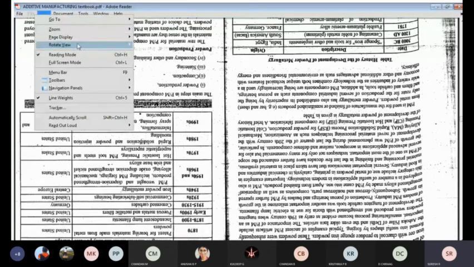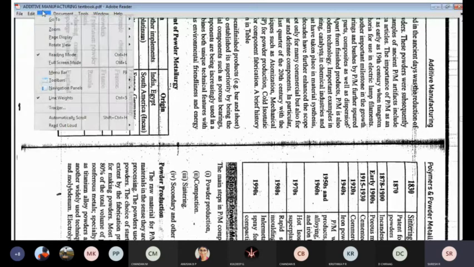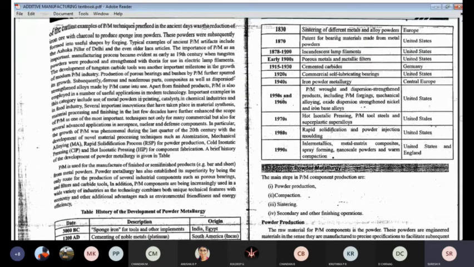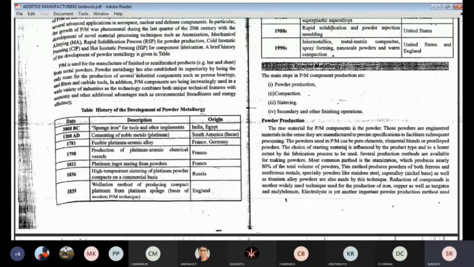Next, we're going to the historical background of the powder metallurgy process: when it was developed and how it has been used over the years. So this was the history of the development of powder metallurgy. In 3000 BC itself, the origin of powder metallurgy took place in India as well as in Egypt. It was used for sponge iron for tools and other implements, even in those periods.